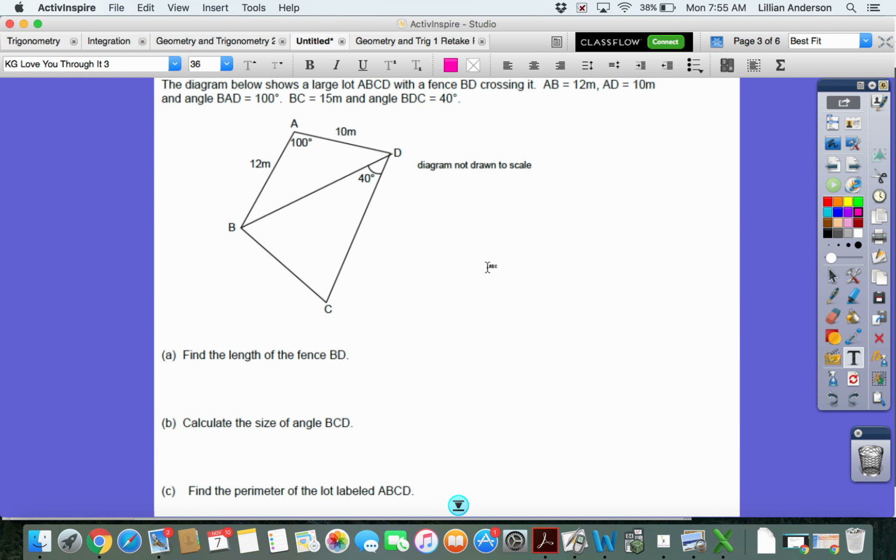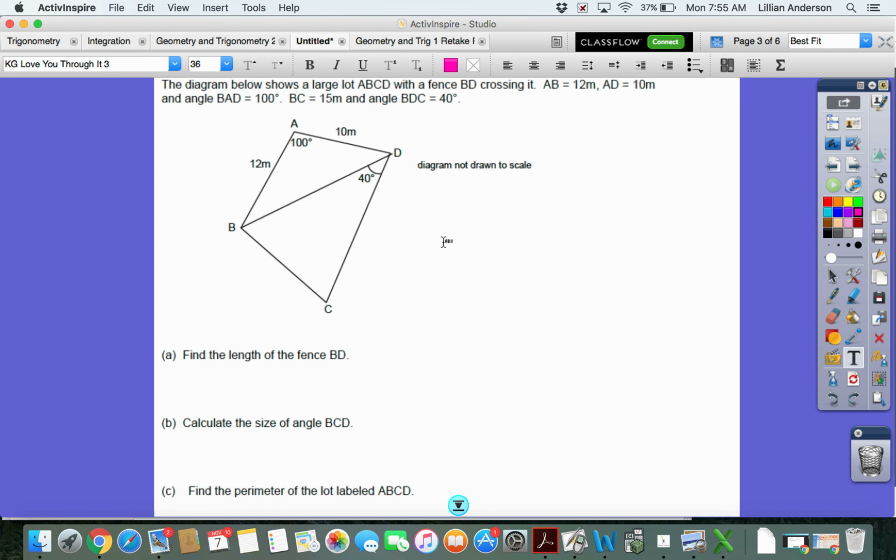So like always, we're just going to jump right on into it. We have this picture here. The diagram below shows a large plot ABCD with a fence BC crossing it, and we have all those given angle measurements, as shown in the diagram, which is not drawn to scale, and to be honest, probably none of the pictures are going to be drawn to scale. So you can't base it off of what it looks like. You've got to base it off of what you're given.